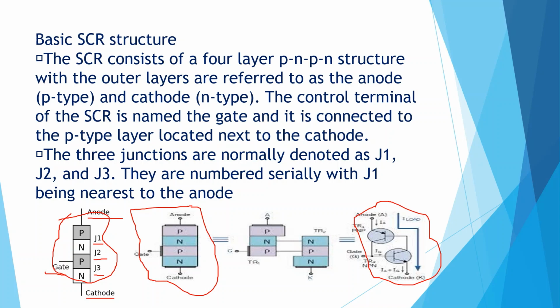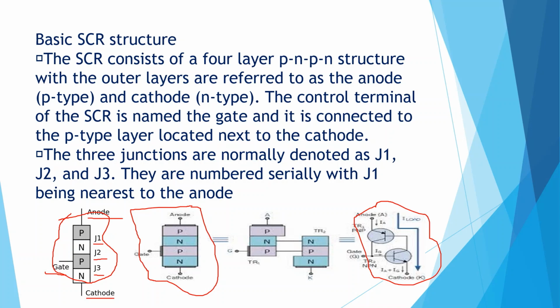So when we explain the construction, we say that it is a 3-junction, 3-terminal, 4-layer device, the layers being alternately of p-type and n-type silicon. The 3 junctions are marked as J1, J2 and J3, whereas the 3 terminals are anode, cathode and gate, where the gate is connected to the inner p-type layer, which is nearer to the cathode. The function of the gate terminal is to control the potential which will switch on the SCR. So the basic schematic diagram is already specified in the diagram.